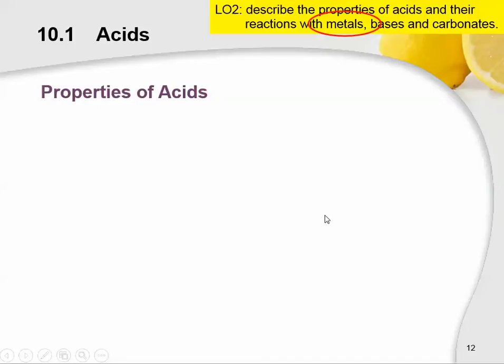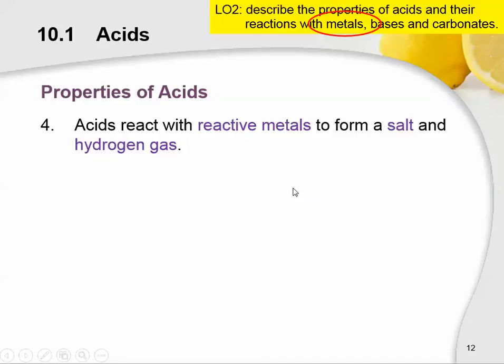Next, we look at the reactions of acid with reactive metals. Now this is the reactivity series of metals that you should have memorized. The red color represents the reactive metals: potassium, sodium, calcium, magnesium, aluminium, and those are very reactive metals. And zinc, iron, lead are reactive metals but not as reactive as the top 5 metals.